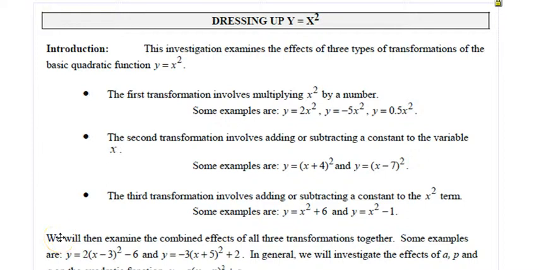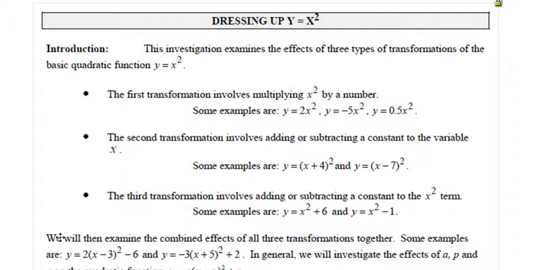Starting with y equals x squared, we're going to investigate the effects of three types of transformations on the basic quadratic y equals x squared. First one involves multiplying by a number, so 2x squared, negative 5x squared, 0.5. The second involves adding or subtracting a constant to the variable x, so x plus 4, then we square, or x minus 7, then we square.